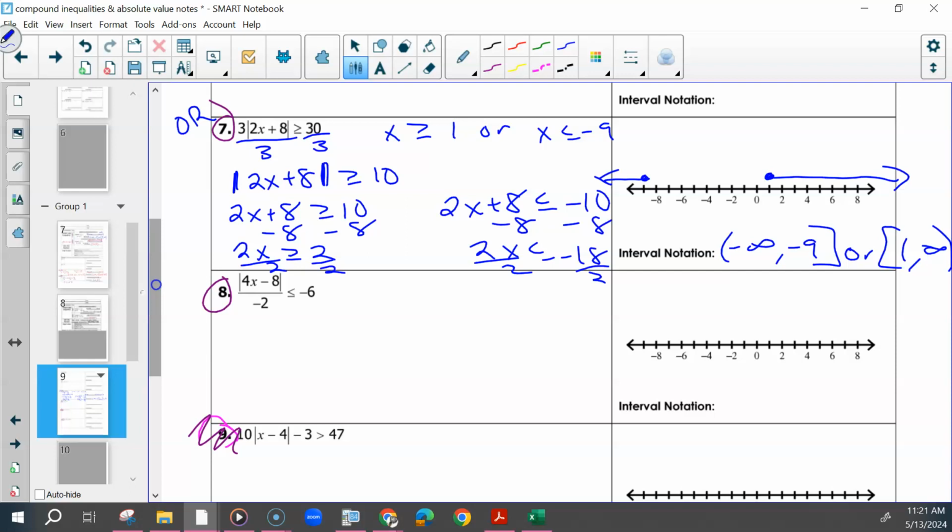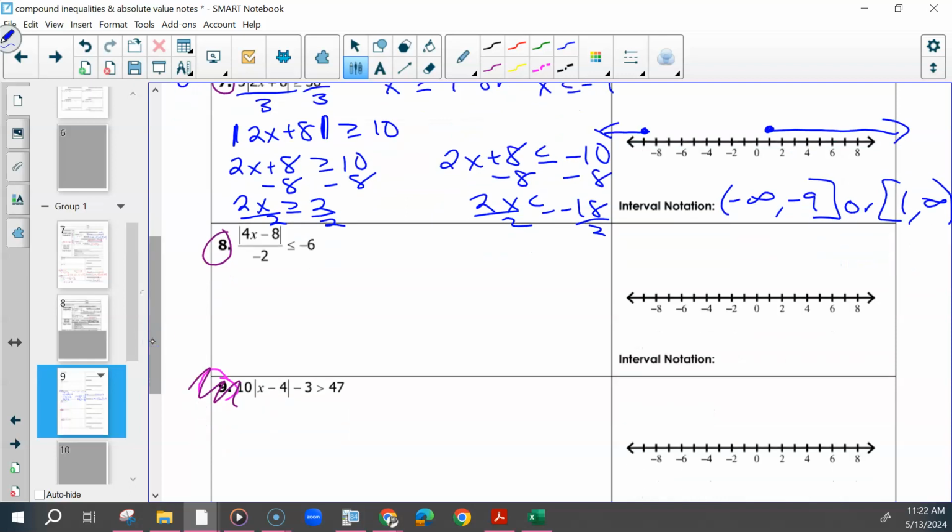Number 8 looks like it's going to be an "and," but we gotta isolate it first to make sure. How would we get rid of this negative 2? Multiply it to the other side. Because we're multiplying by a negative, the sign is going to change directions. And now this is going to be another "or," because it's greater than or equal to.